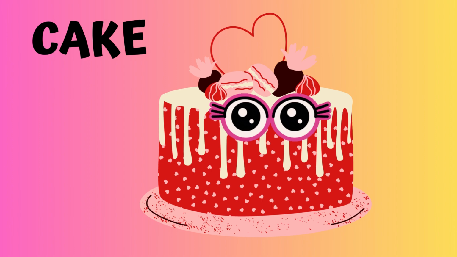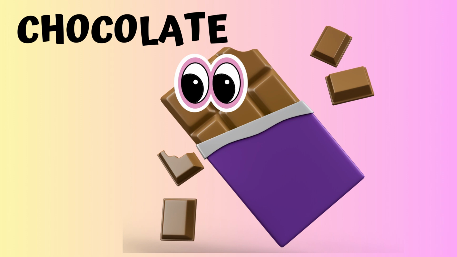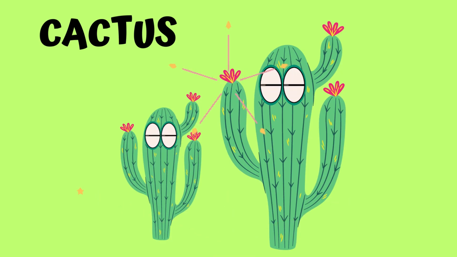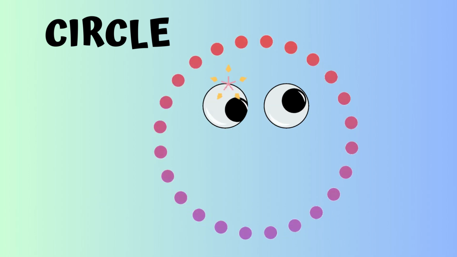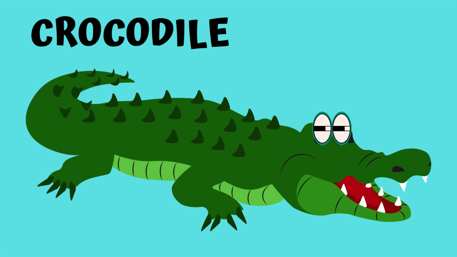This is a cake. This is a clock. C for chocolate. This is a camera. What is this? This is a cactus. This is a circle. This is a crocodile.